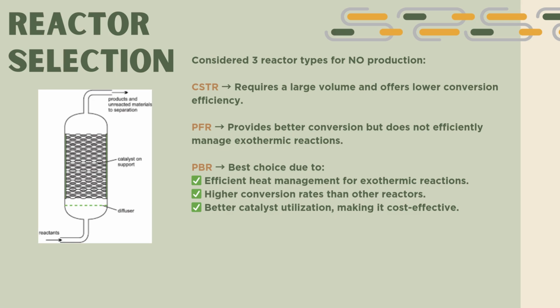Next, we move to reactor selection. We considered three reactor types for nitric oxide production: first, CSTR, PFR, and PBR. And finally, we chose PBR as the best choice due to the efficient heat management for the exothermic reaction, higher conversion rates than other reactors, and lastly, better catalyst utilization, making it cost-effective.